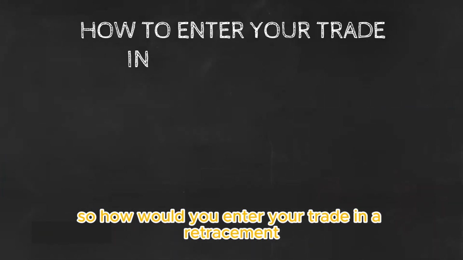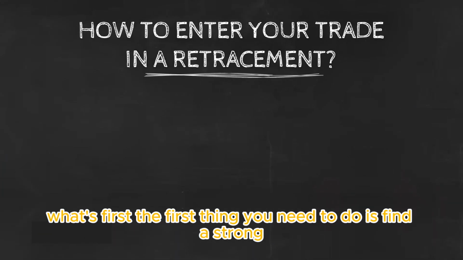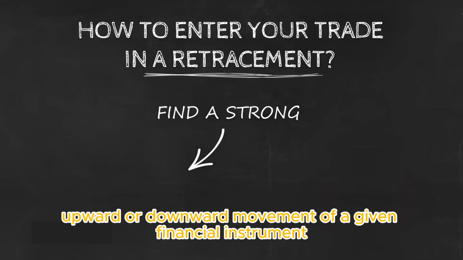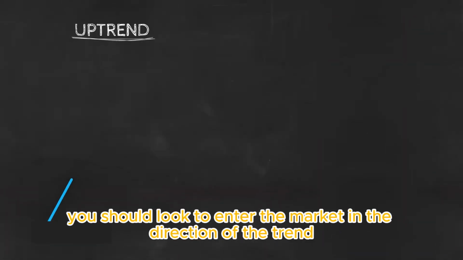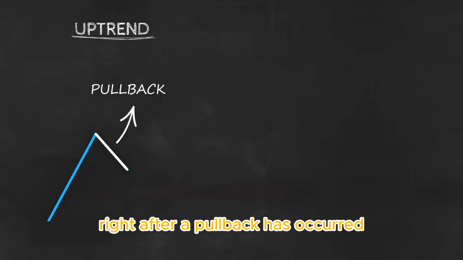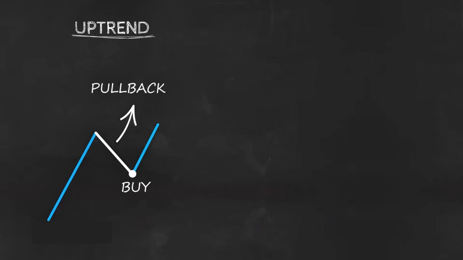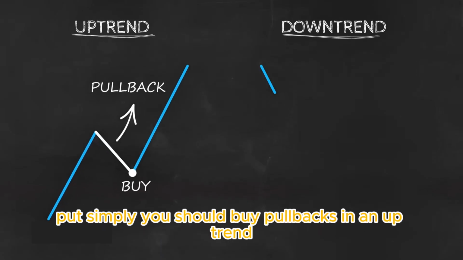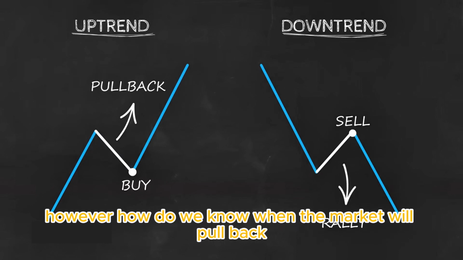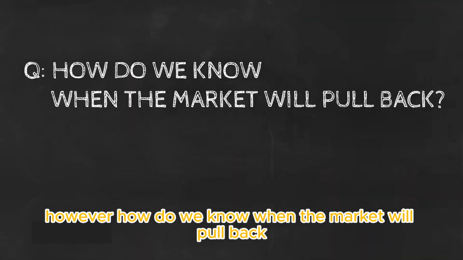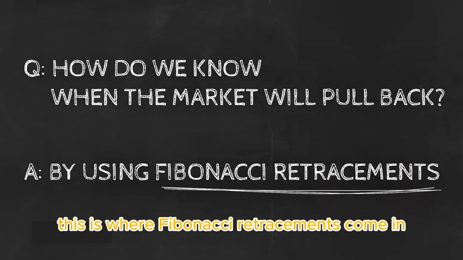So how would you enter your trade in a retracement? What's first? The first thing you need to do is find a strong upward or downward movement of a given financial instrument. To find a good entry position, you should look to enter the market in the direction of the trend right after a pullback has occurred. Put simply, you should buy pullbacks in an uptrend and sell rallies in a downtrend. However, how do we know when the market will pull back? This is where Fibonacci retracements come in.